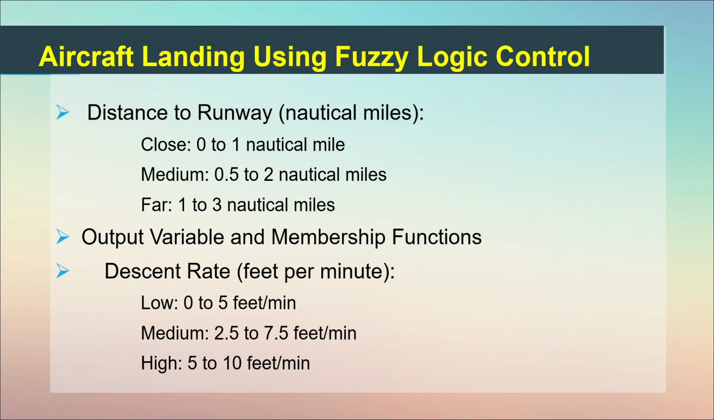So what is the output variable? The output variable is descent rate. The descent rate is in feet per minute. We have divided it into low, medium, high: 0 to 5 feet per minute, 2.5 to 7.5 feet per minute, and 5 to 10 feet per minute for low, medium, high accordingly, for the descent rate.